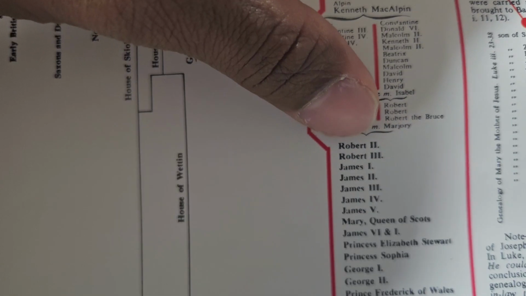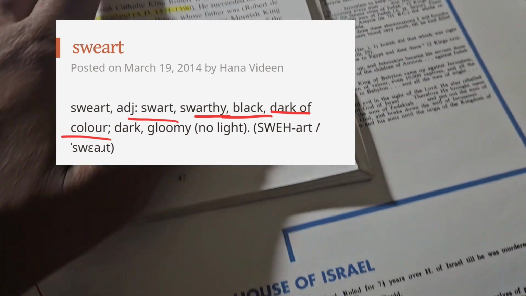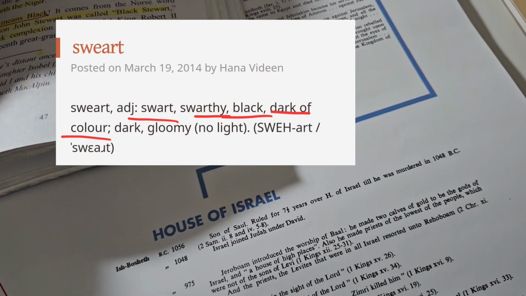Robert the First. What did we see right here? Robert the Second, actually. So Robert the Second, the steward, right? Because we know what steward means, okay? Based upon the book. Okay, steward.